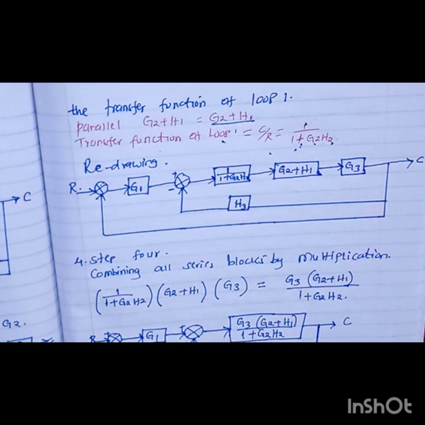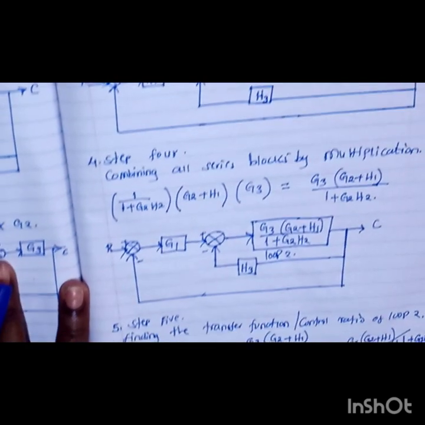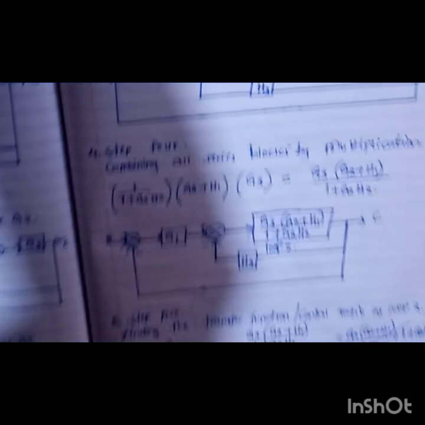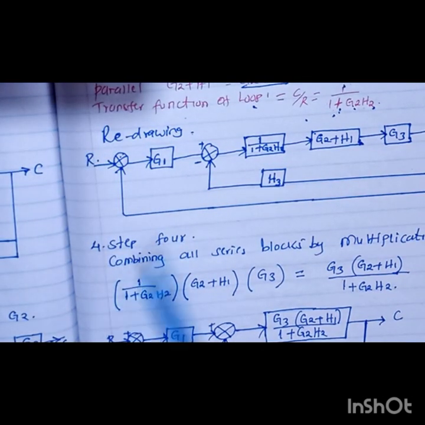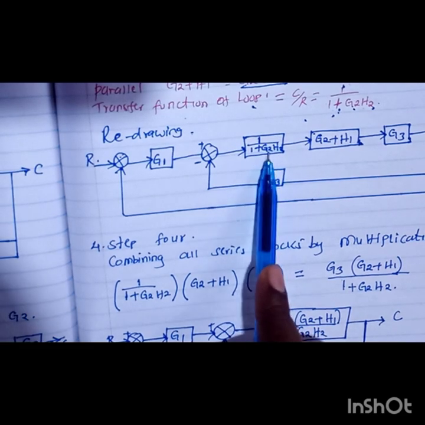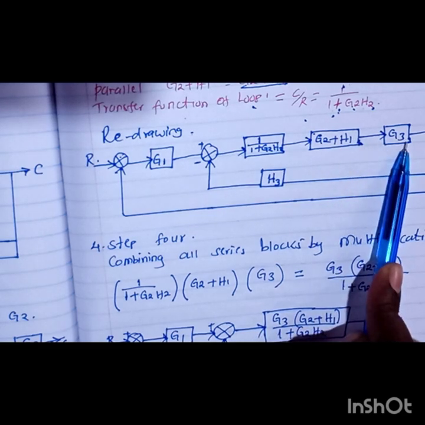So we have to ensure that after every step, we redraw the diagram again to make it easier for us to know the next step. So let us look at step number 4. Our step number 4 is combining the series blocks. You can see we have this series block. This is the 1 plus H2, which is in series with this block and in series with this block.